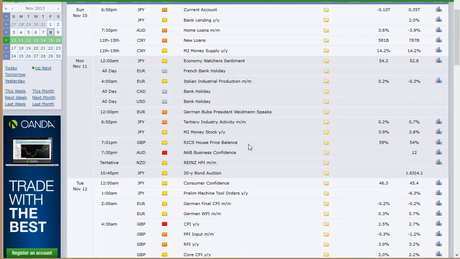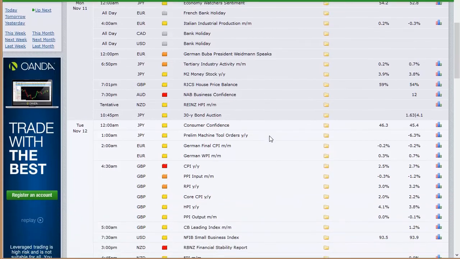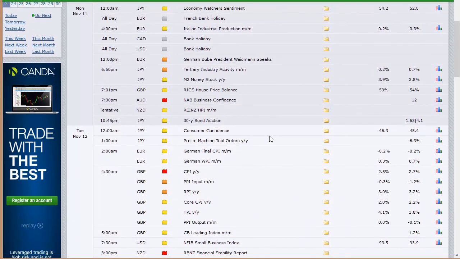All right, let's review the economic data that's coming out for the week so we're all on the same page about what the focus is. Remember everybody's gone through their time changes now, so we've got Japan's current account and bank lending, Australia's home loans, China's new loans and money supply. That's all Sunday. Monday, Japan economy watchers sentiment.